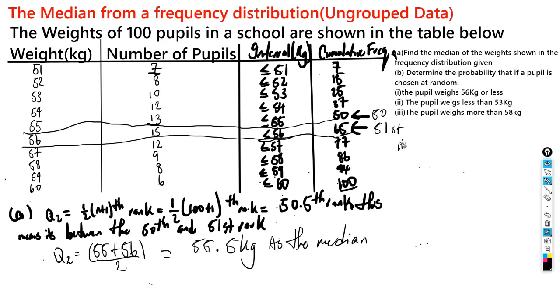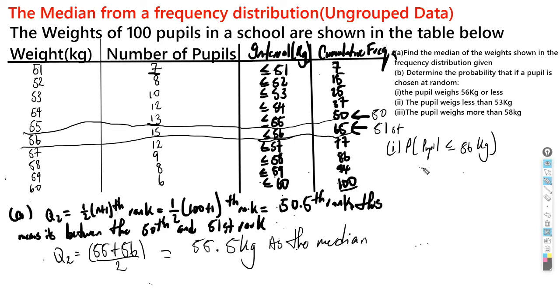So let's look at part 1 there. And part B, part 1, says determine the probability that if a pupil is chosen at random, the pupil weighs 56 kilograms or less. Okay, so let's put a probability sign here. The probability that the pupil weighs less than or equal to 56 kilograms, right?